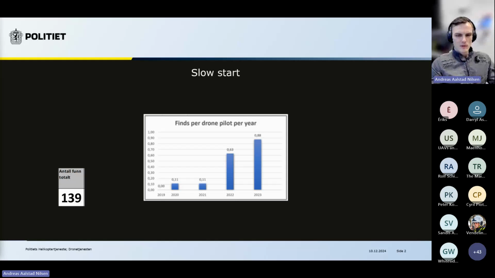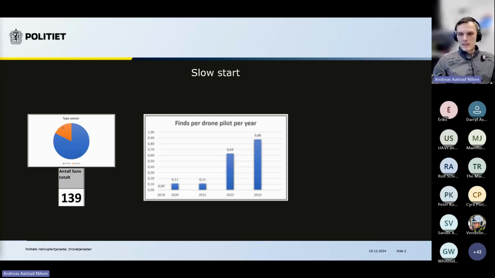So in the last few years, we have found 139 people in need of search or in need of rescue, averaging about 1 person per week. And our data shows that about 80% of the missing people are located by the thermal camera. So we are using the thermal camera a lot, both in the daylight and in the nighttime.